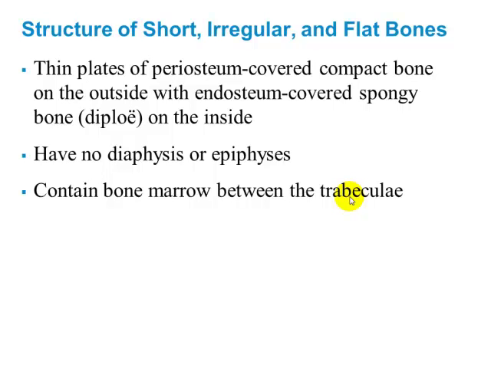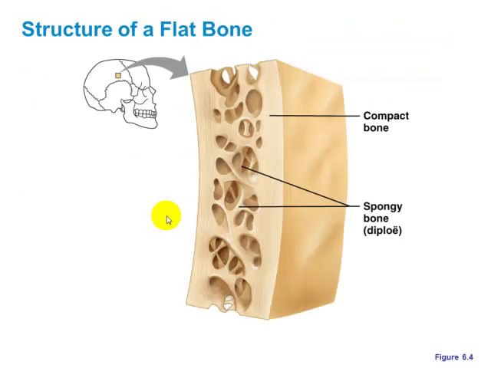Now those diaphyses and epiphyses are what we see in long bones, but in short bones, irregular bones, flat bones, we're not going to have that same organization. What we will see instead with short, irregular, or flat bones is periosteum-covered compact bone on the outside. On the inside, we will see spongy bone. There are no diaphyses or epiphyses. Here, the bone marrow will be that red bone marrow, the hematopoietic red bone marrow for the most part. And we see that between the trabeculae.